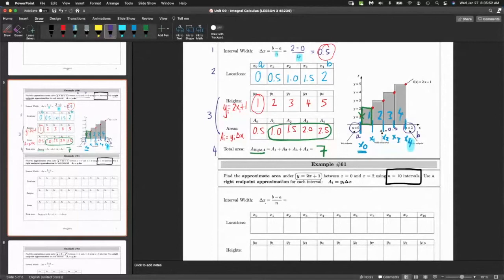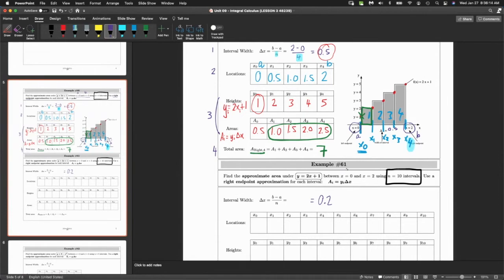Anyway, what's delta x? Can someone tell me delta x for 61? Let me know in the chat. I want to see a bunch of people saying it. 0.2? Anybody else? Okay. Nice save, Anthony. Yeah, it's 0.2. Thank you. It is 0.2. That's correct.